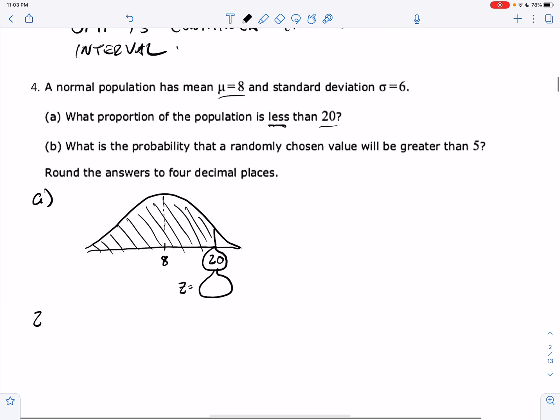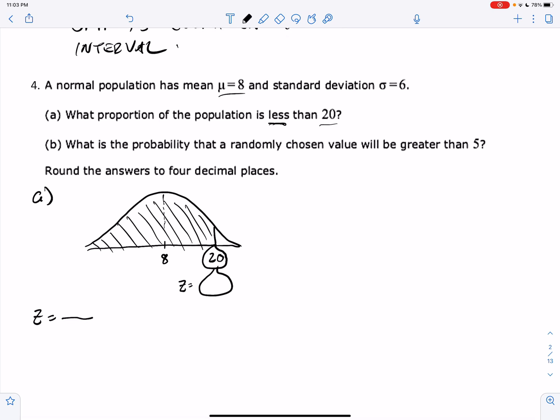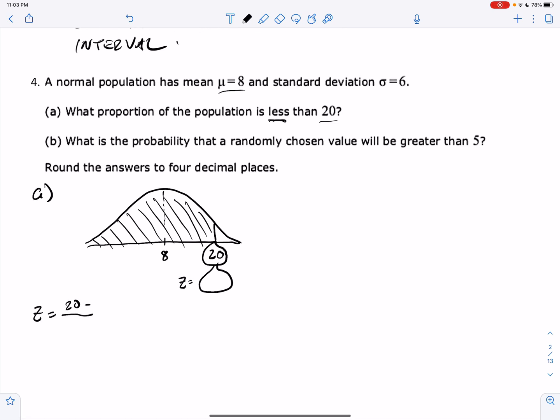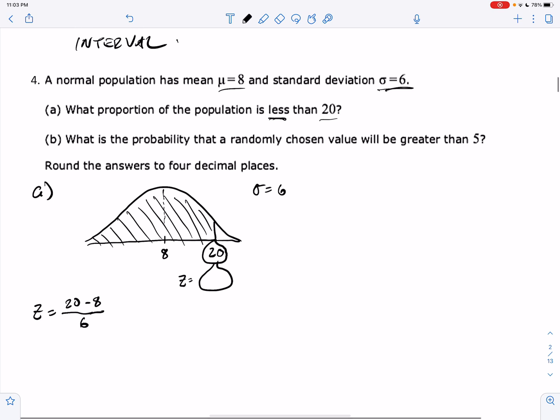Well, we know that z equals the x value that we're talking about, which is 20, minus the mean, which is 8, divided by the standard deviation, which was given at the beginning of the problem. Standard deviation equals 6. And we calculate that. 20 minus 8 divided by 6 gives us 2.0. So when we standardize that data, the z value for 20 is 2.0.